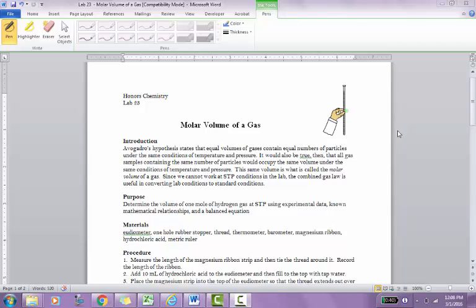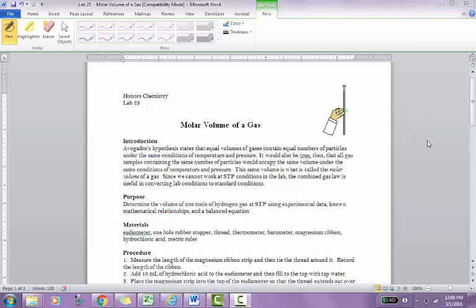This is Lab 23 for Honors Chemistry, Molar Volume of a Gas. Please note that we are skipping Lab 22, Charles' Law. So if that's the lab you're looking at, set it aside and go on to Lab 23, Molar Volume of a Gas.